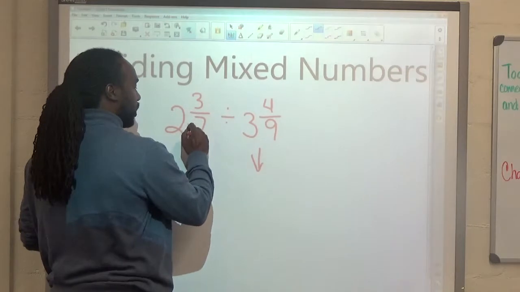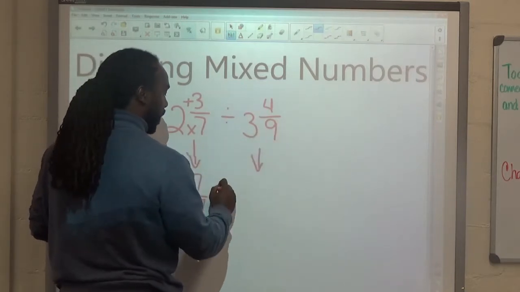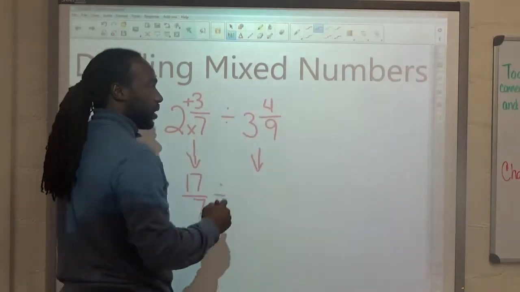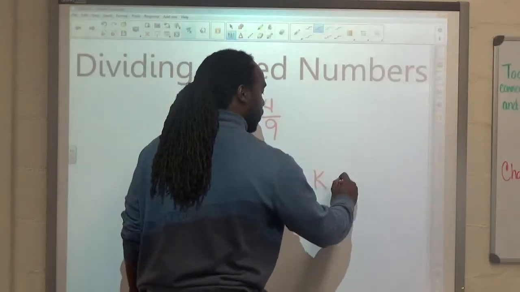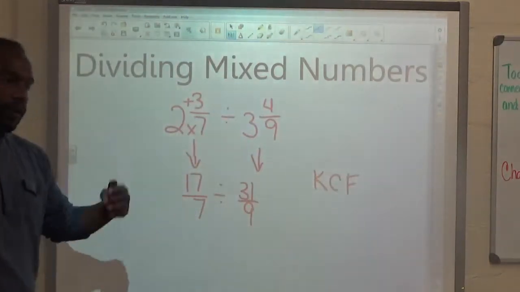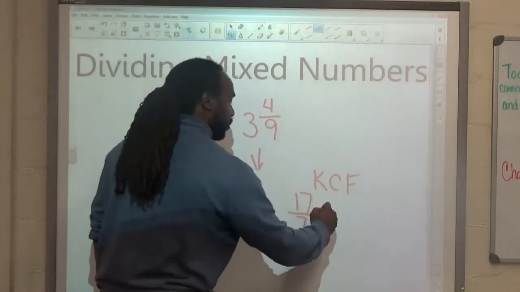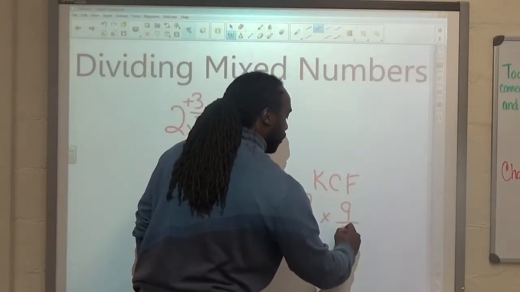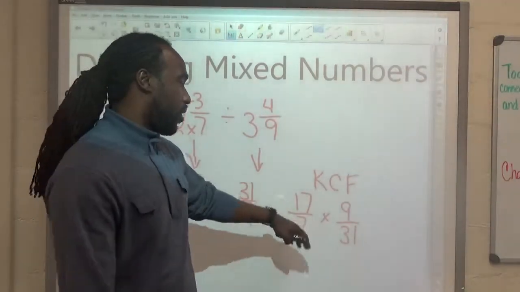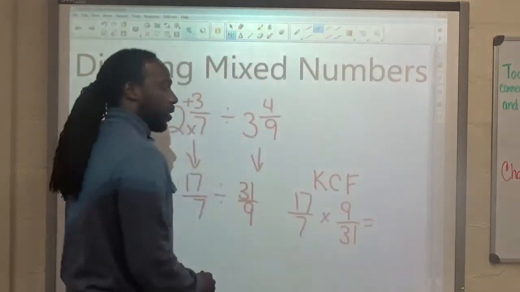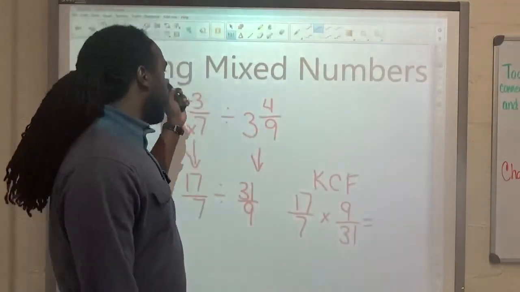2 times 7 is 14 plus 3 is going to give you 17 over 7. Okay? I want to bring down my division sign. 9 times 3 is 27 plus 4 is 31 over 9. Once I get to this step, now I'm going to do my keep, change, flip that I have been doing for dividing fractions. It does not change. 17 over 7. I change my division to a multiplication sign, and then I flip. Now I have 9 over 31. Big number here. I cannot cross cancel anything, so I'm going to have a rather big number. And that's okay. If you have a calculator, you can actually solve this problem, and then you can see if you can simplify. So that's dividing mixed numbers.